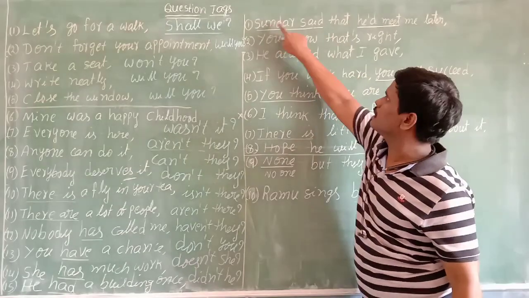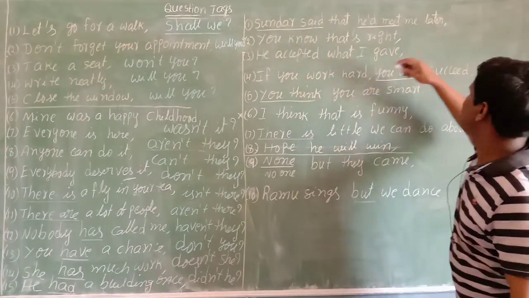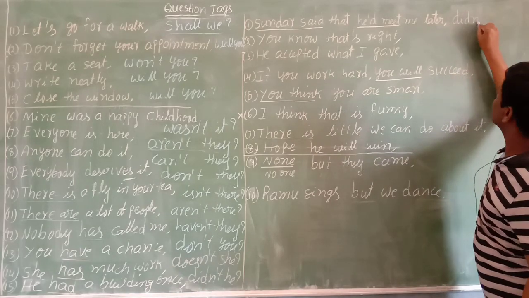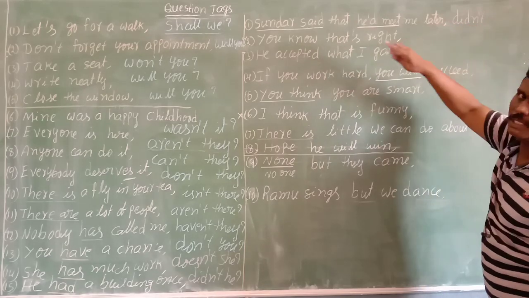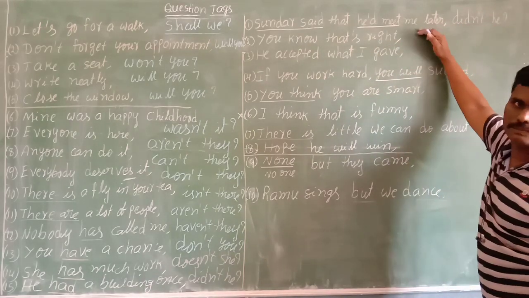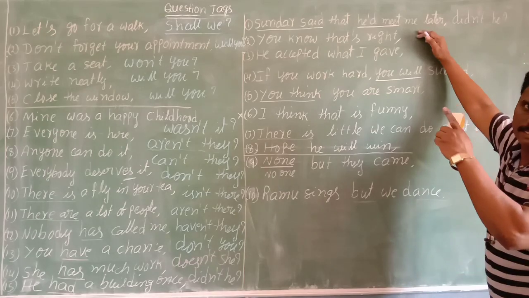This is the main clause: Sundar said. So the question tag: said is verb 2, so we use did, with no negative word, contraction, didn't. Sundar is a boy, so didn't he. Friends, do you understand? This is a complex sentence.